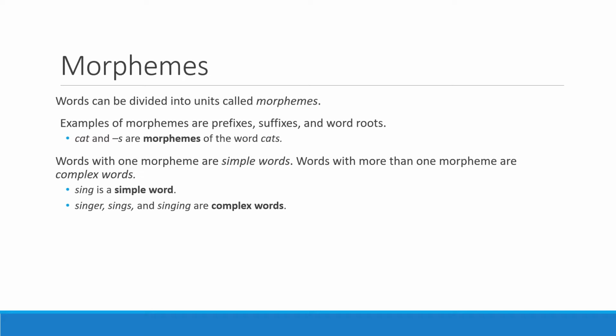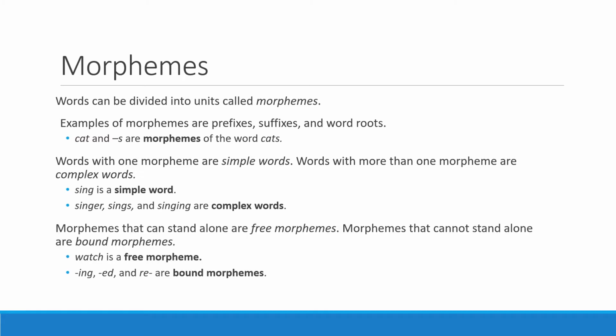So if it just has one morpheme, whether that morpheme has just one syllable or more than one syllable, it is a simple word. And if it has more than one morpheme, like sing plus s, that becomes a complex word. This is sing plus ing, and that's also a complex word. This next one's a little bit more tricky to figure out.